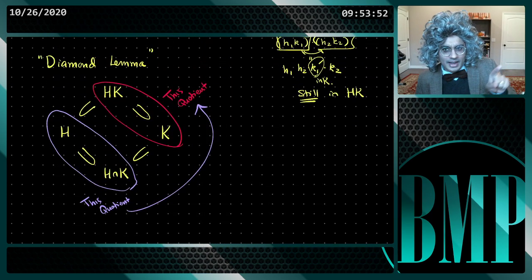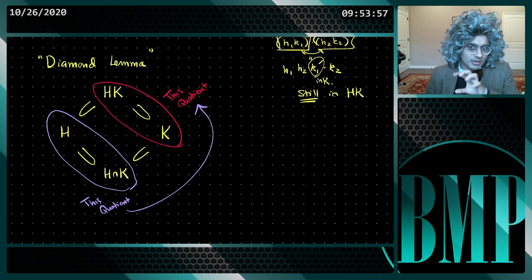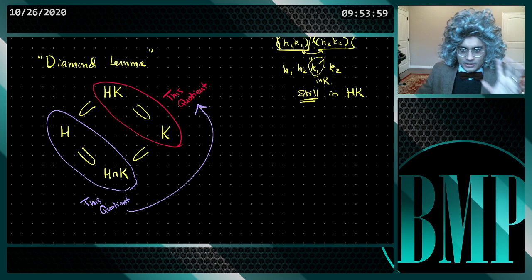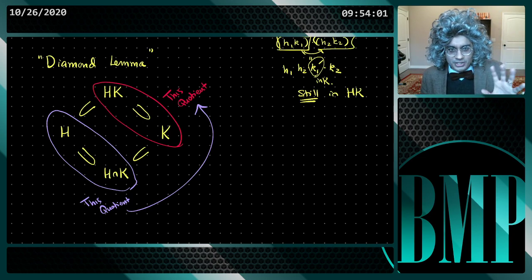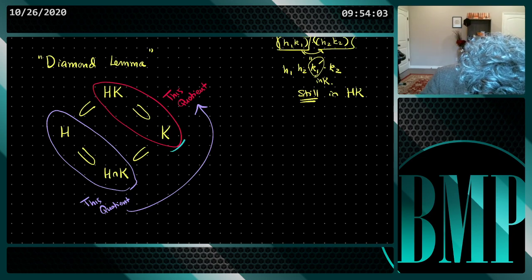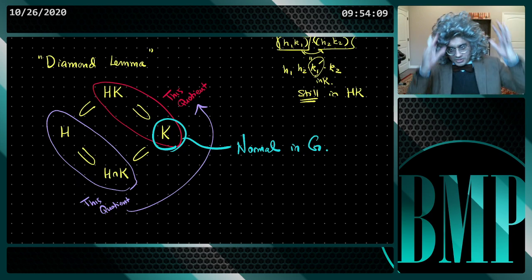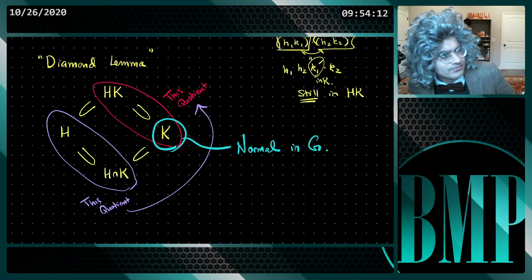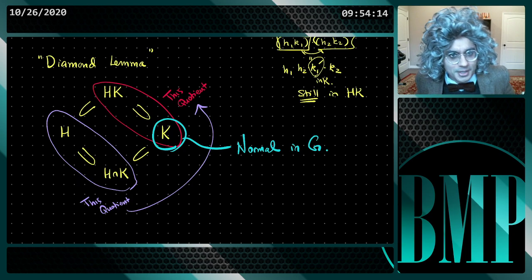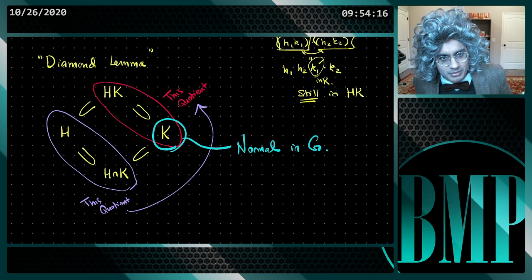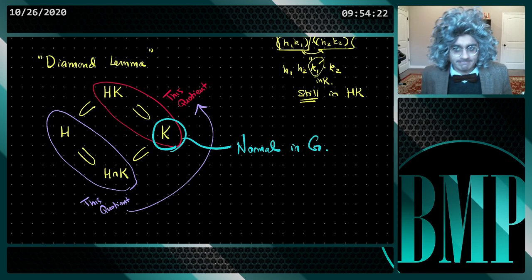Okay, Diamond Lemma is done, all right? But I would think of it as this: the relationship among 4 groups that naturally arise when we have our situation. Remember, one of these is assumed to be normal in the ambient group G that we're working in. Okay, so that's a basic relationship among these 4 groups. It's a relationship about quotients.